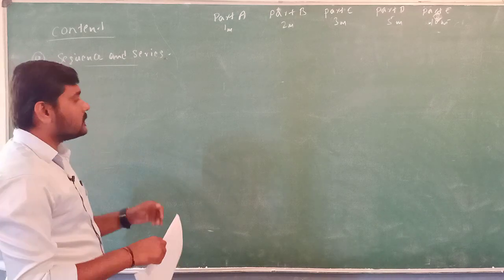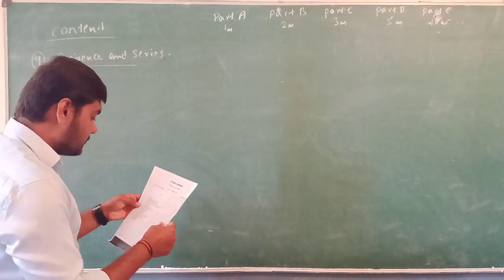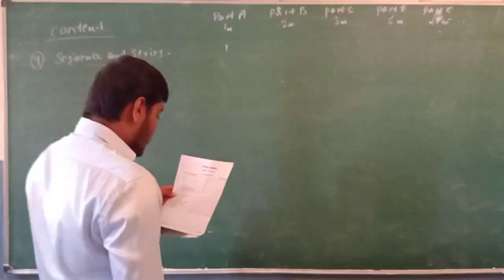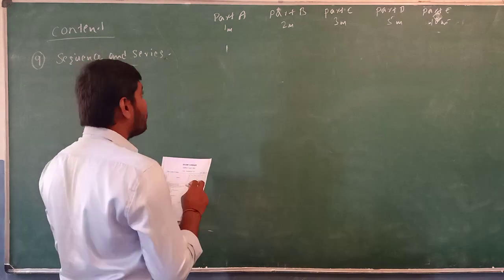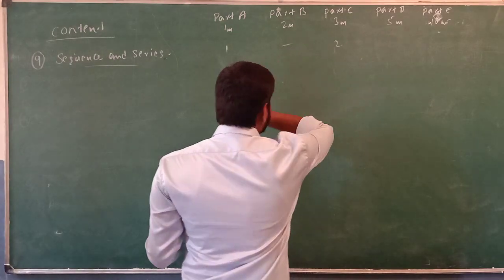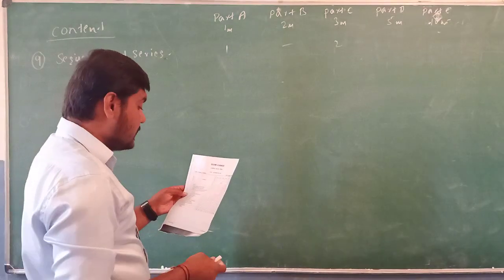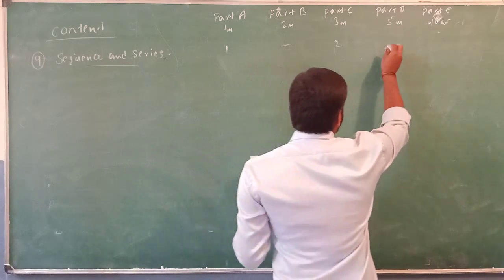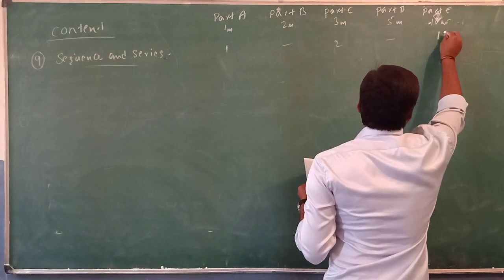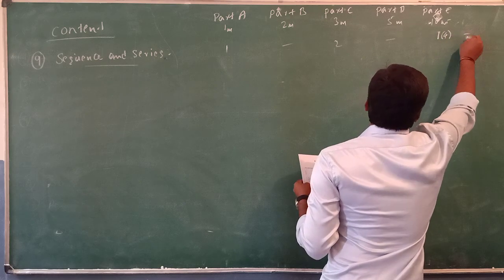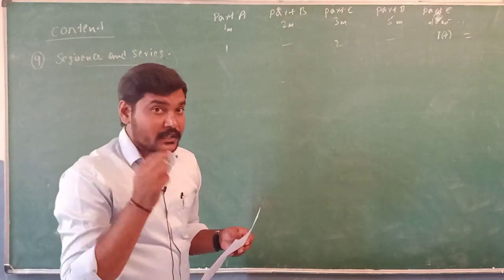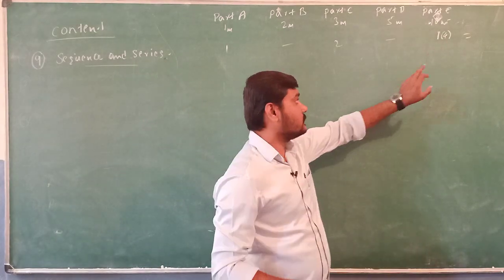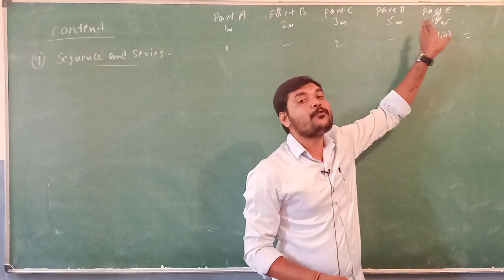So the number of questions and marks allotted for sequence and series: in part A we have 1 mark questions, and there will be no 2 marks question in sequence and series. There will be one question allotted for 4 marks. In trigonometric function, I have mentioned that one question is allotted for 6 marks. But in sequence and series, we have one question allotted for 4 marks here.